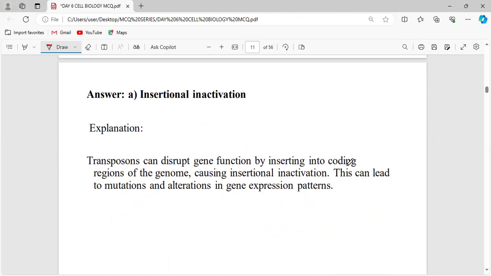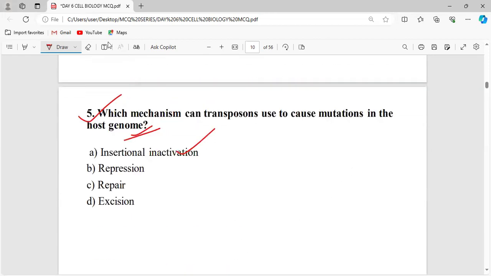Can anybody tell me what is meant by insertional inactivation? What is insertional inactivation? See, what are transposons? What are transposons? Transposons, what are we calling them? Very good. Jumping genes.